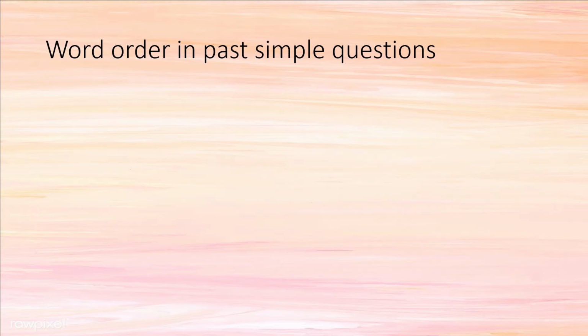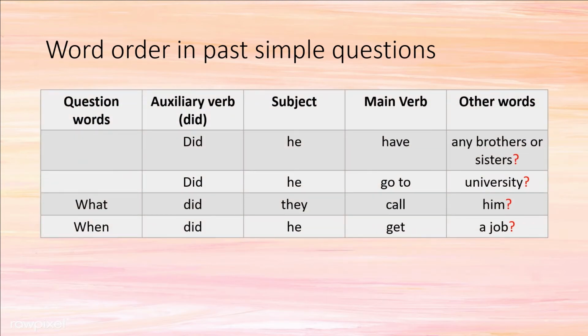First of all, let's look at the word order in past simple questions. When you want to ask questions using past simple, there are 5 things that you need to consider. You can start with question words or you can start with an auxiliary verb. In this lesson, the auxiliary verb that we are going to use is did, followed by the subject, the main verb, and other words to complement the questions.